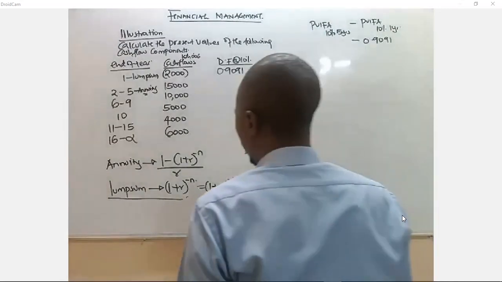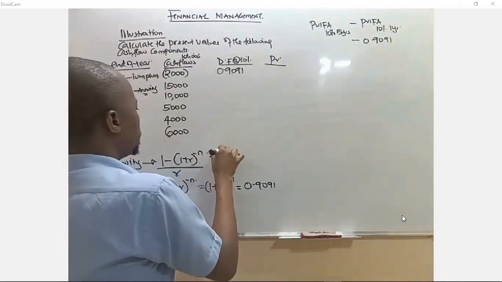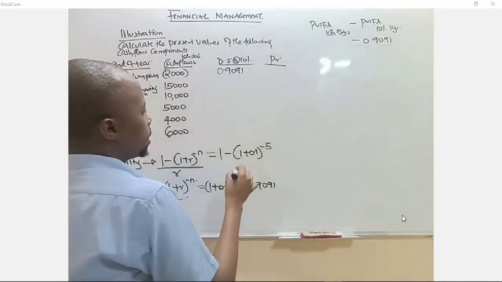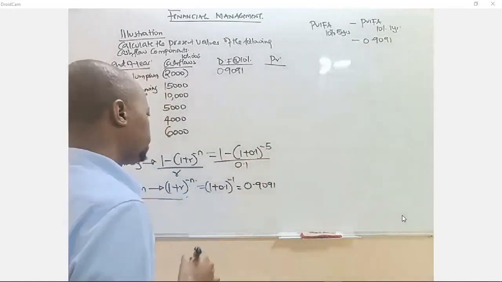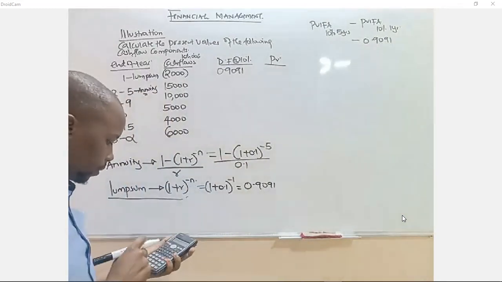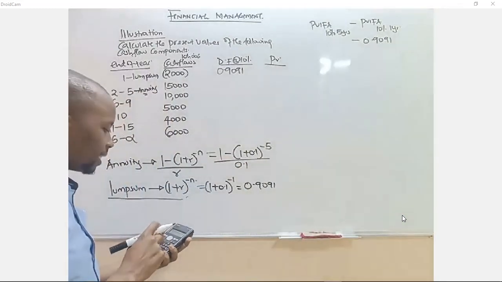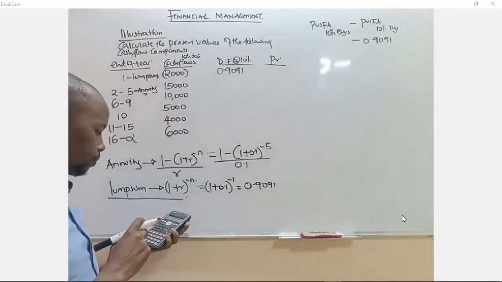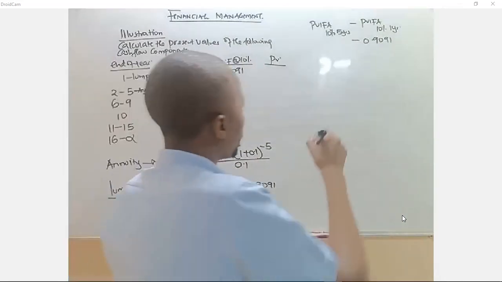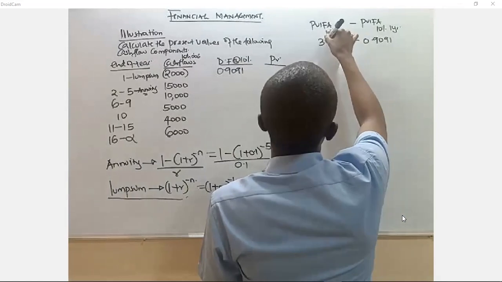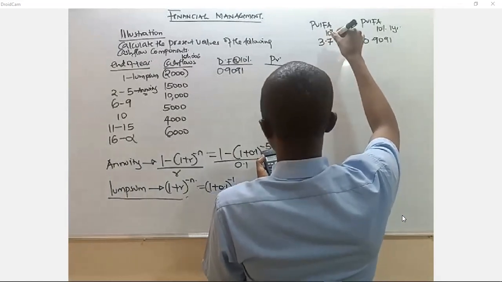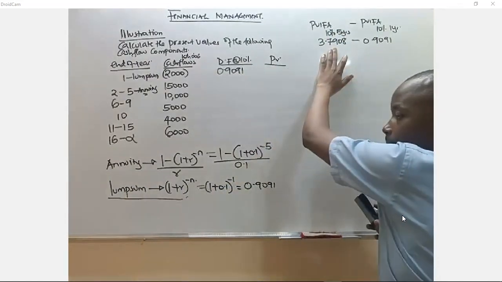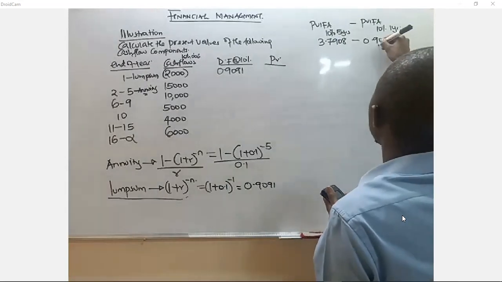I say, let me use my formula. My formula will be 1 minus 1 plus 0.1 raised to power negative 5, then you divide by 0.1. So 1.1, I raise to power negative 5, 1 minus the answer, then we divide by 0.1, getting 3.7908. So in this case, once we subtract, how much are we getting?